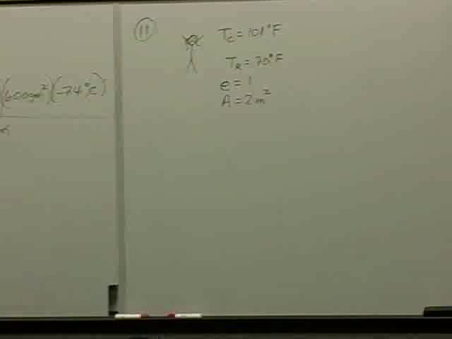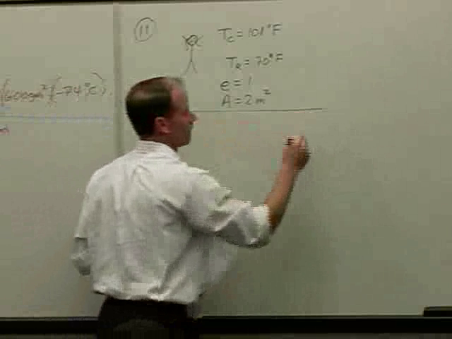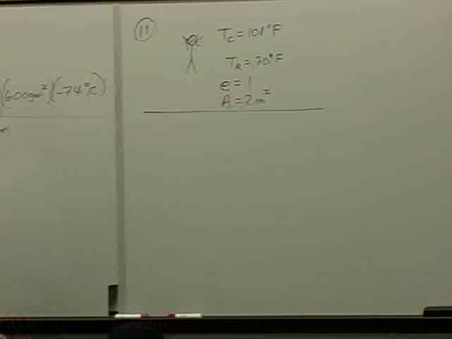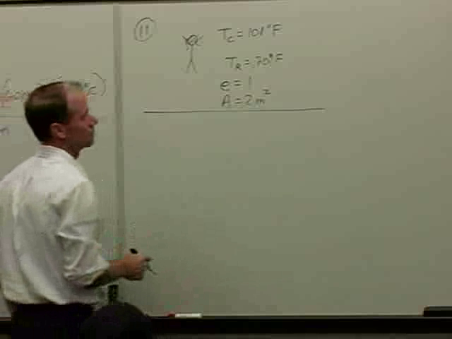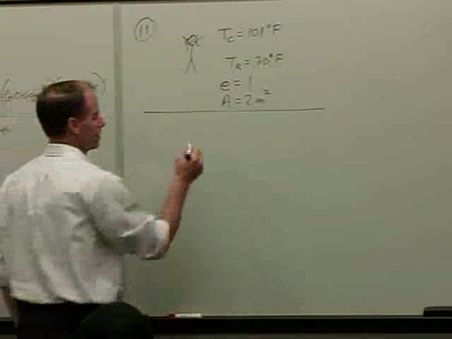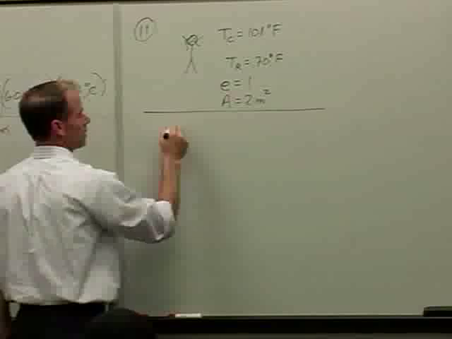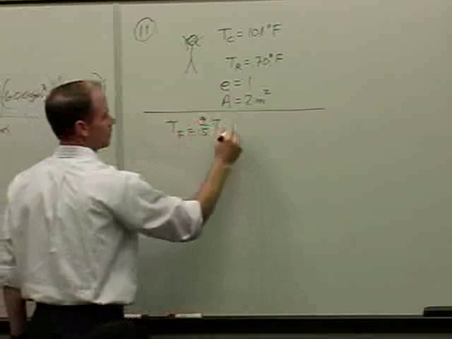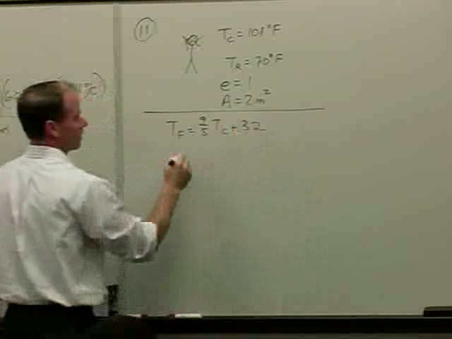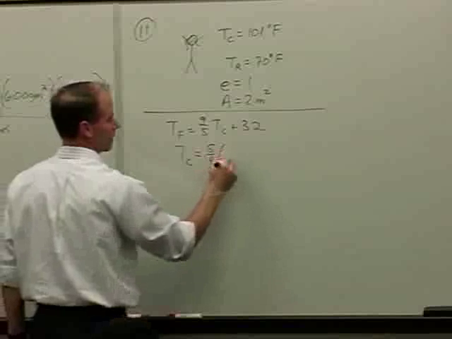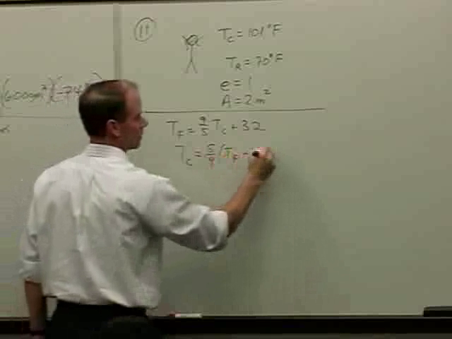So, what should I do? Convert your temperatures to Kelvin. That's a good idea. Let's convert the temperatures to Kelvin. Let's convert to Celsius first. That's a little bit easier. So, temperature in Fahrenheit equals 9/5 temperature in Celsius plus 32. So, temperature in Celsius is equal to 5/9 times temperature in Fahrenheit minus 32.